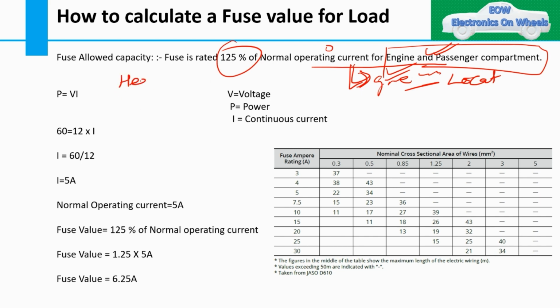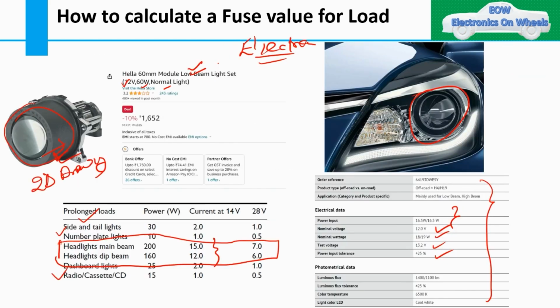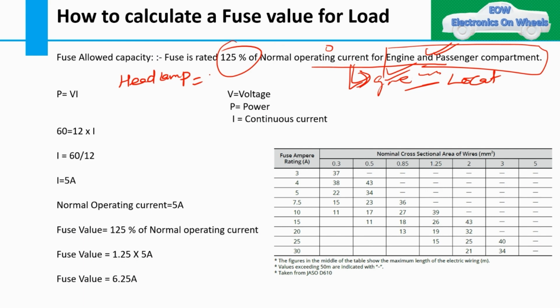First, we have taken the headlamp as an example, and for this we are going to calculate our current. I already told you in the previous slide that we will take the power of that particular headlamp. Right now I am taking this example. You can see here the power of this particular headlamp is 60 watt. Because I want the operating current for this fuse value, from this headlamp power I am going to calculate the normal operating current.